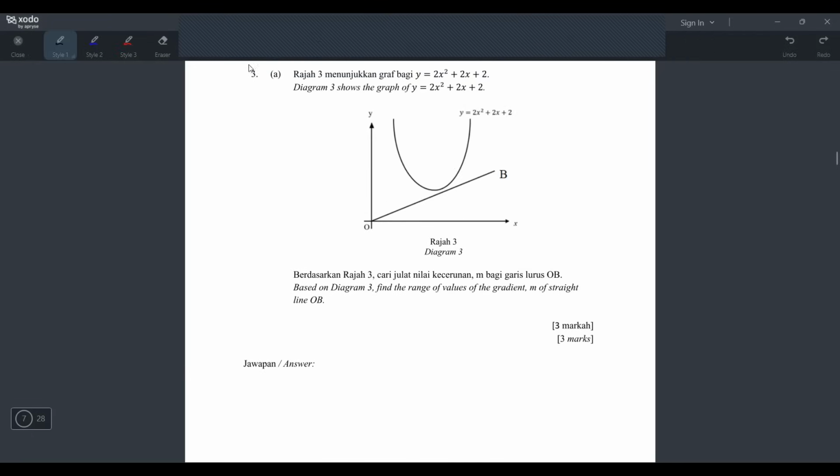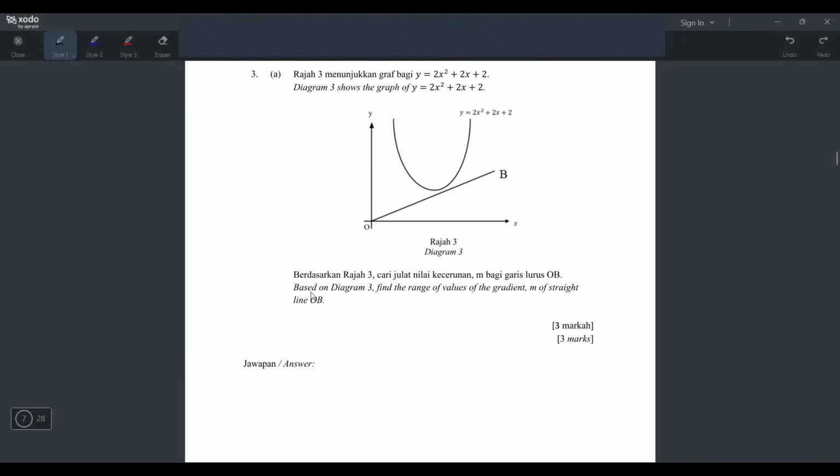Okay, let's do number 3. Diagram 3 shows the graph of y equals 2x squared plus 2x plus 2. We can see that this is the curve equation. And then we can see that there's another line, which is the OB line. But we can see that this curve and this line never intersect each other. They never touch each other, right?